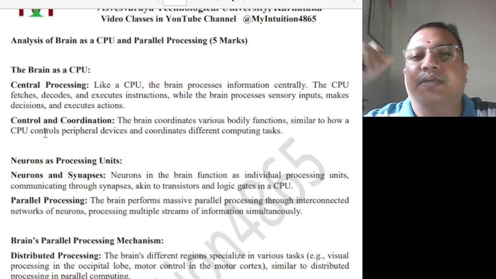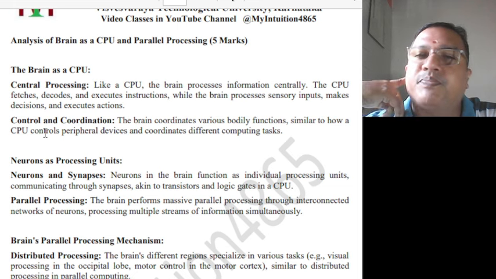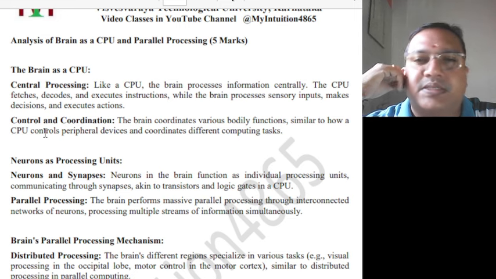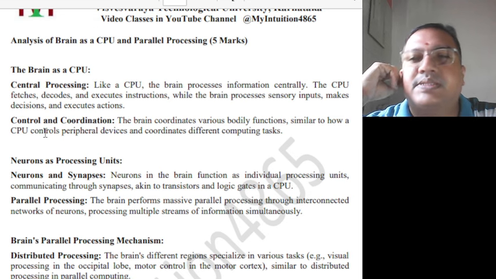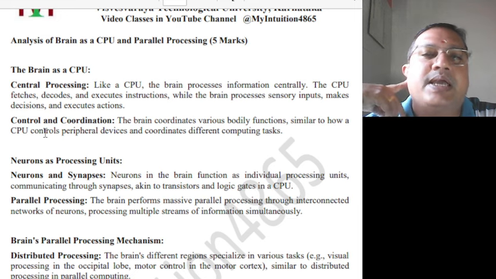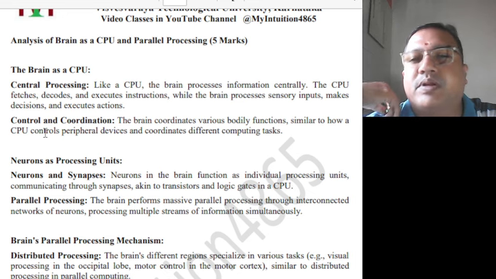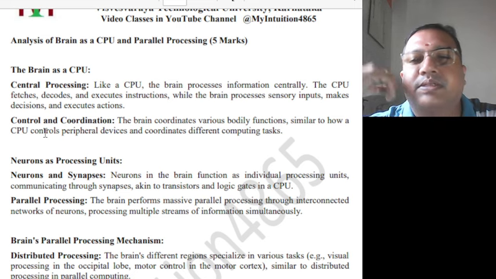Analysis of brain as CPU and parallel processing. So here it is connecting to the parallel processing. So the brain is the central processing, like the CPU. Brain also processes information centrally, fetches, decodes, and executes instructions. While the brain processes sensory input, makes a decision and executes actions. Brain coordinates various body functions, similar to the CPU controlling the peripheral devices and coordinating different computing tasks.